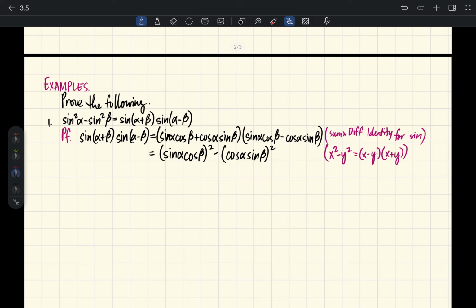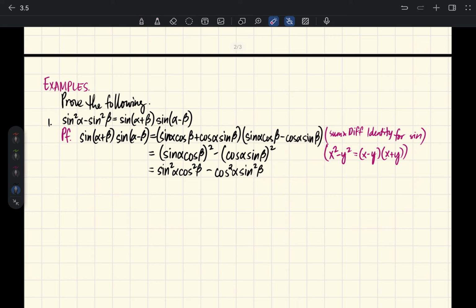Okay, let's take a look at the expressions that we have. As you can see, you have a product of two expressions here and they're squared, so we can distribute the exponent. We can write this as sine squared alpha cosine squared beta, and same thing for the other side, we can write it as cosine squared alpha sine squared beta.